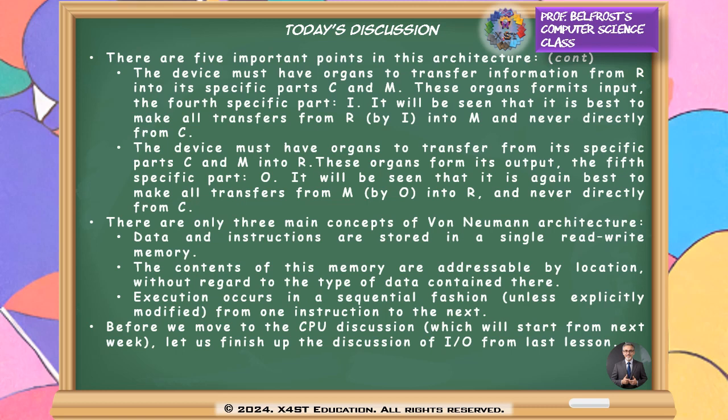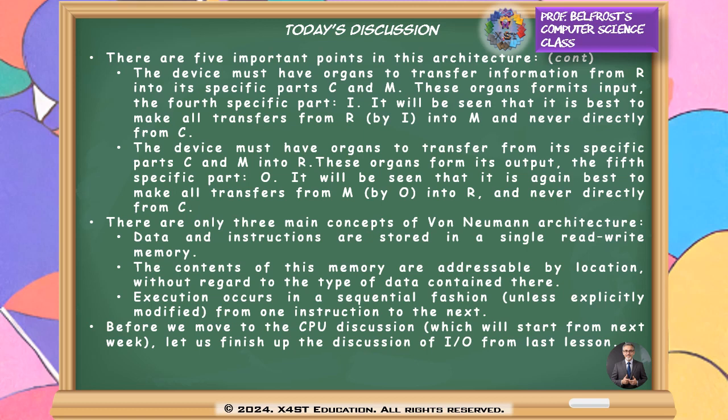The next point is that the device must have an organ to transfer information from arm into specific parts C and M, and these organs form its input, the fourth specific part I. It will be seen that it is best to make all transfer from R by I into M and never directly from C. We'll also see the reason for it. This will be our next lesson.